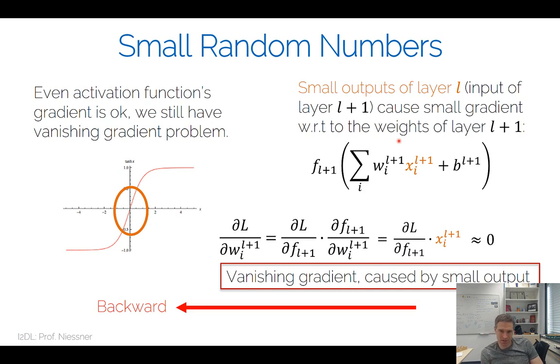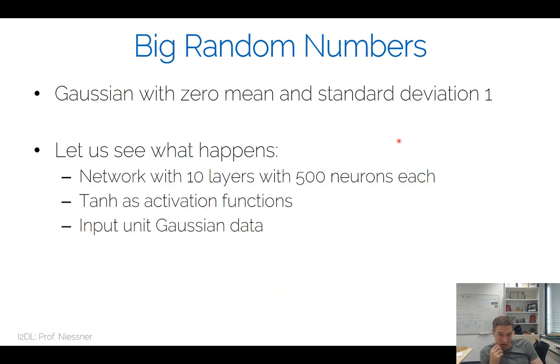Let's try big random numbers. Let's do the same thing. Let's say we have a Gaussian distribution with zero mean, and standard deviation of one now. Before we had 0.01, now we have one. Let's see what happens again. Let's plot our activations. We still have a network with 10 layers, 500 neurons, tanh activation functions, and the input unit is Gaussian.